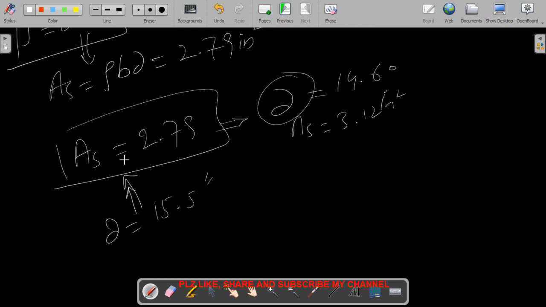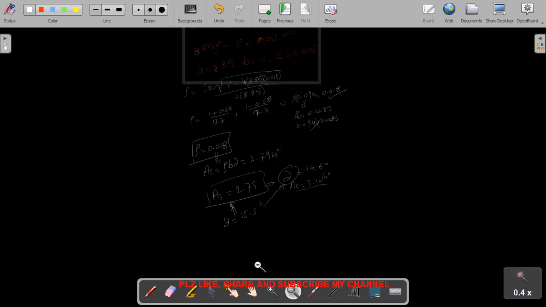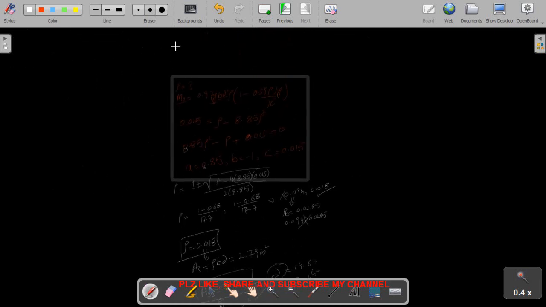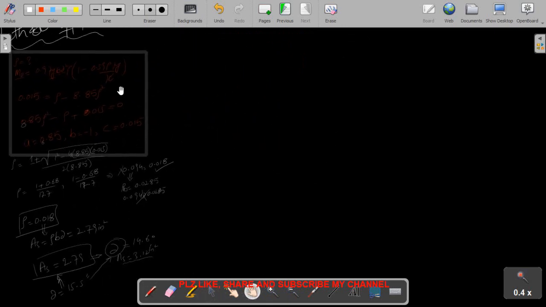So as I already mentioned, if you are increasing your depth value, it will decrease your area of steel. If you are decreasing your depth value, our area of steel is increasing, right? So this is a direct relation between D and As. Sorry, this is the first way that you can calculate your area of steel if you change your depth, method number 1. But this is a lengthy method, right?